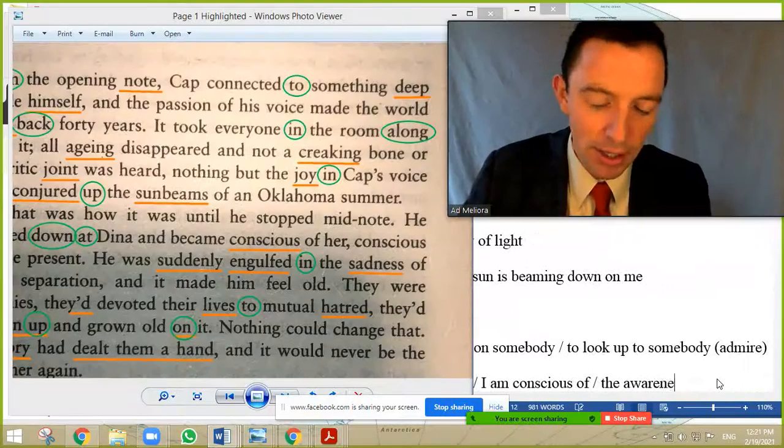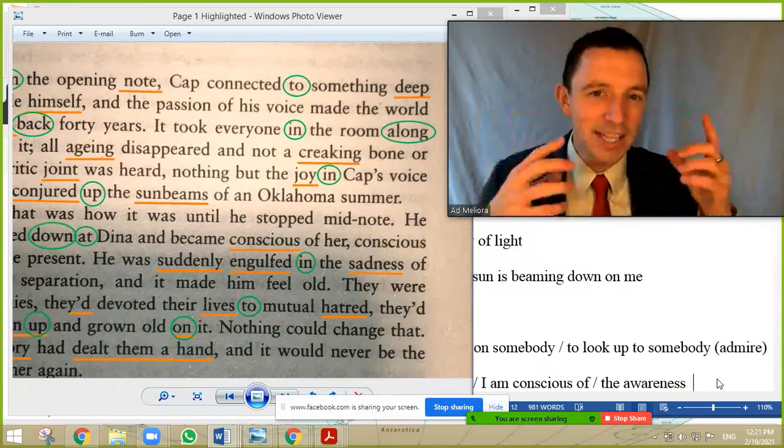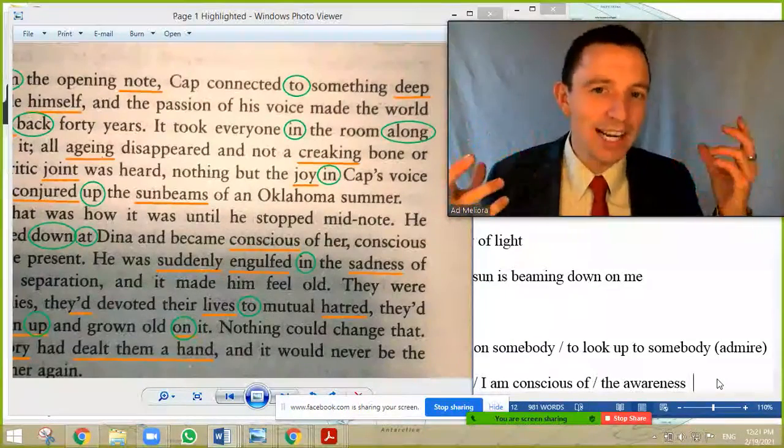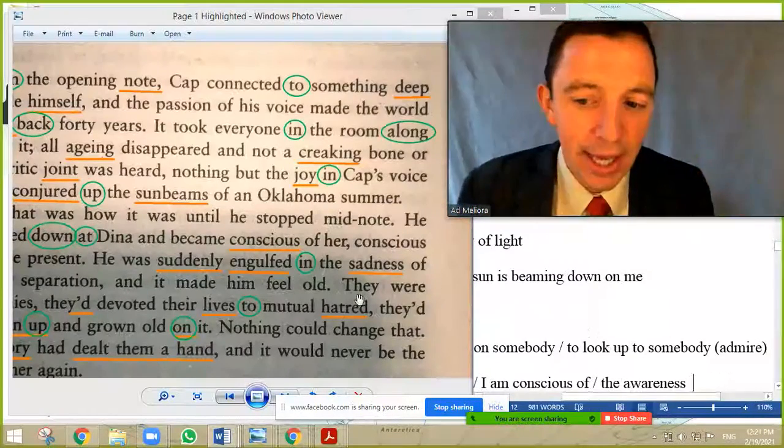So in football, in sport, you need to have awareness. You need to have the ability to recognize, to be aware of what's happening. Okay, so very good vocabulary.